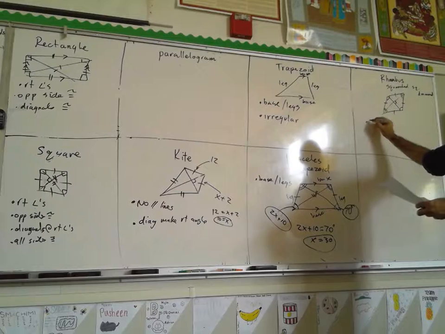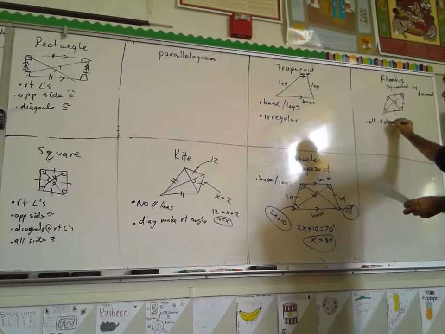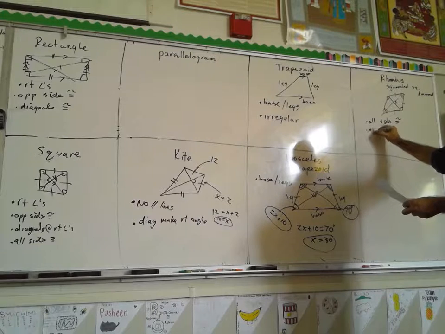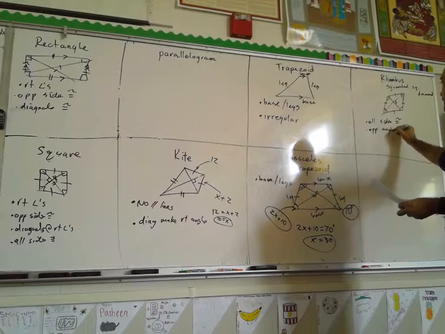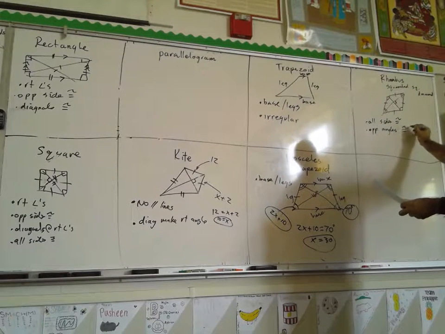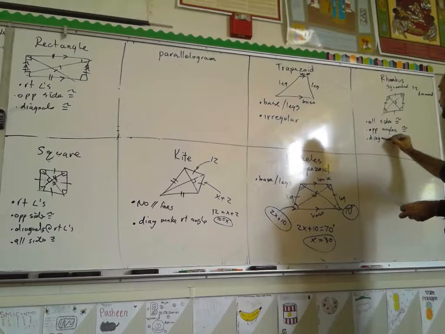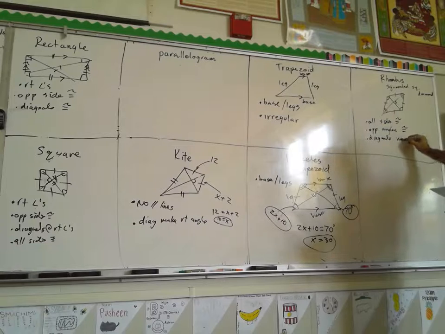So let's see, all sides congruent. Let's see, opposite angles are congruent. Diagonals meet at right angle. That's good.